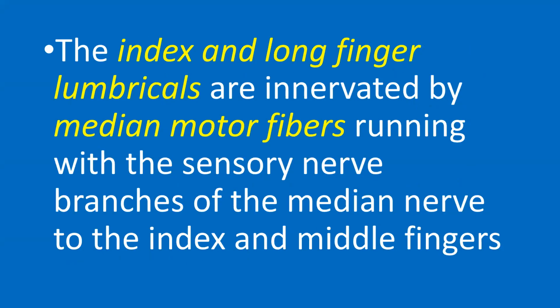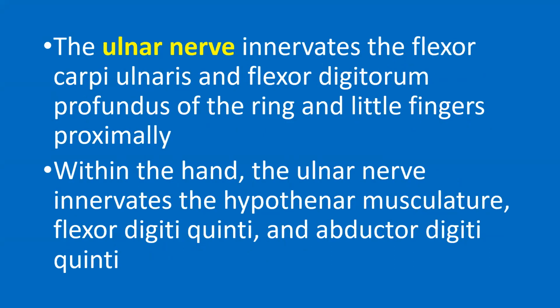The index and long finger lumbricals are innervated by the median nerve, running with the sensory nerve branches of the median nerve to the index and middle fingers. The ulnar nerve innervates the flexor carpi ulnaris and the flexor digitorum profundus of the ring and little fingers. Within the hand, the ulnar nerve innervates the hypothenar muscles, the flexor digiti quinti, and abductor digiti quinti.